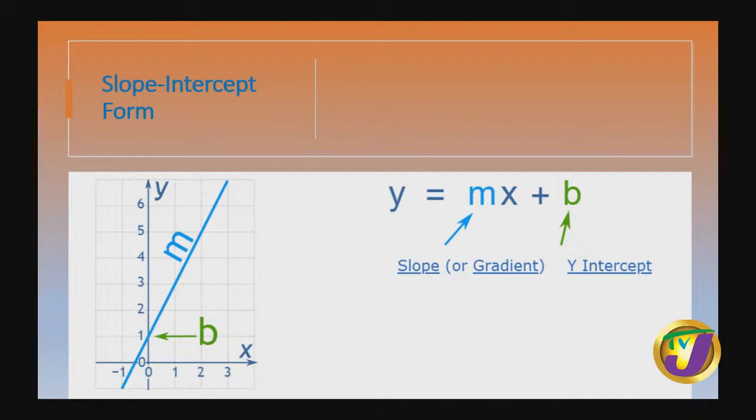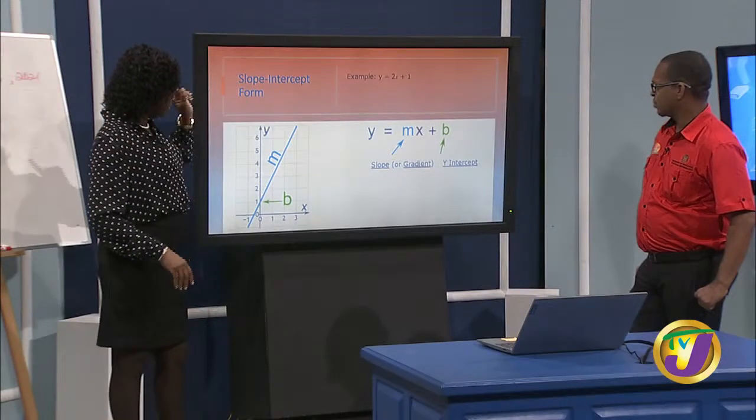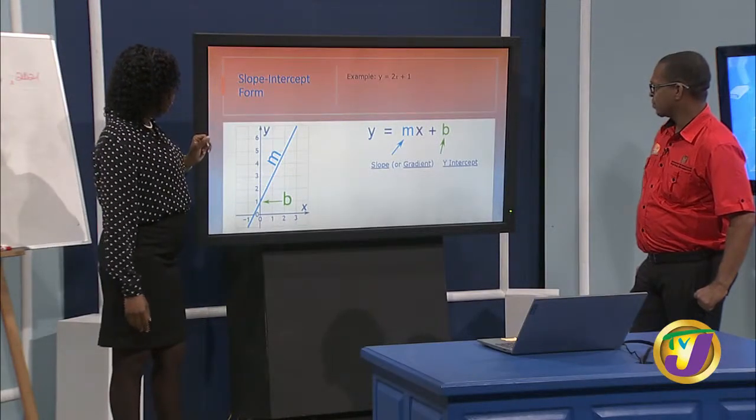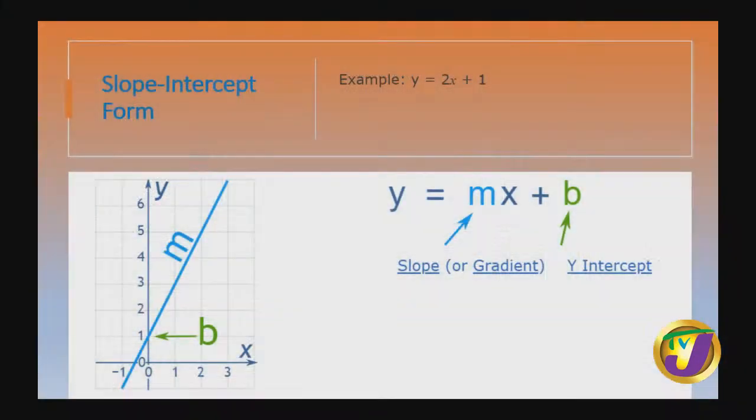So let us look at an example and see if we can pick out the slope and the y-intercept. And the m is also important to you, Nikisha, because we already spoke about a situation similar to that, in terms of the rate of change, which was the $15, which was increasing. So that would have been our gradient.